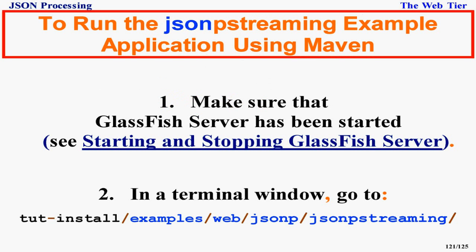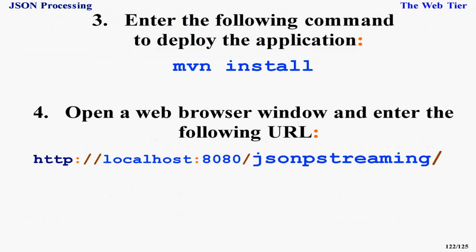To run the JSON streaming example application using Maven: 1. Make sure that GlassFish Server has been started. See Starting and Stopping GlassFish Server. 2. In a terminal window, go to tut-install/examples/web/jsonp/jsonpstreaming. 3. Enter the following command to deploy the application: mvn install. 4. Open a web browser window and enter the following URL, http://localhost:8080/jsonpstreaming.